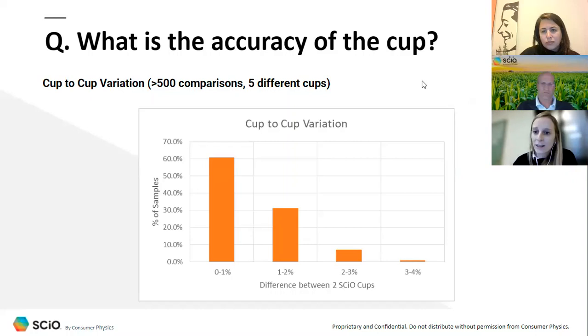The other way to look at accuracy of the cup is to look at the cup-to-cup variation. So this was a study that we did. It's over 500 different comparisons between any two cups using five different cups. And we saw that as the cup correlates to itself, it's very good. So we're seeing over 90% of your results within 2% of each other, which means that it's got a very good correlation of itself.